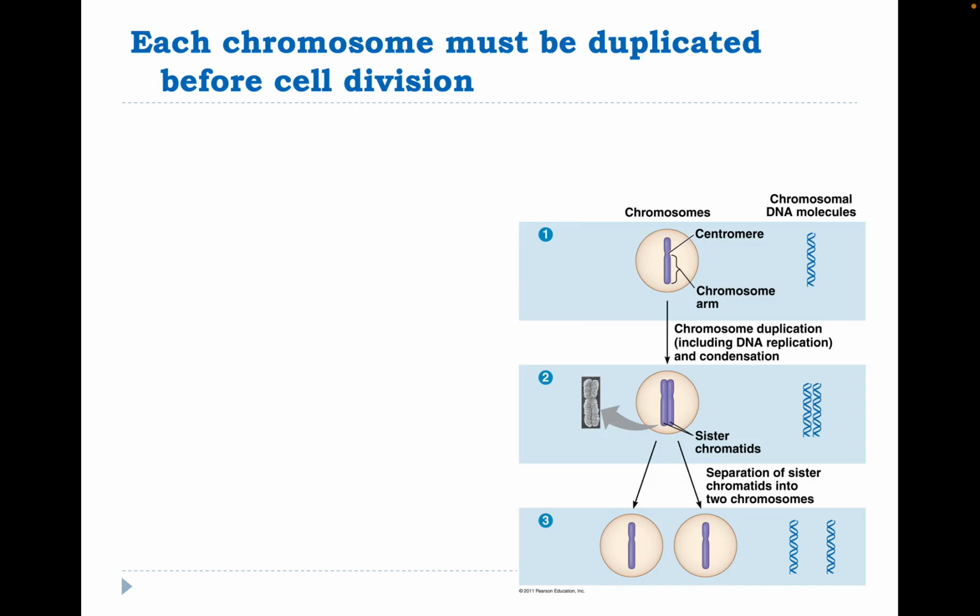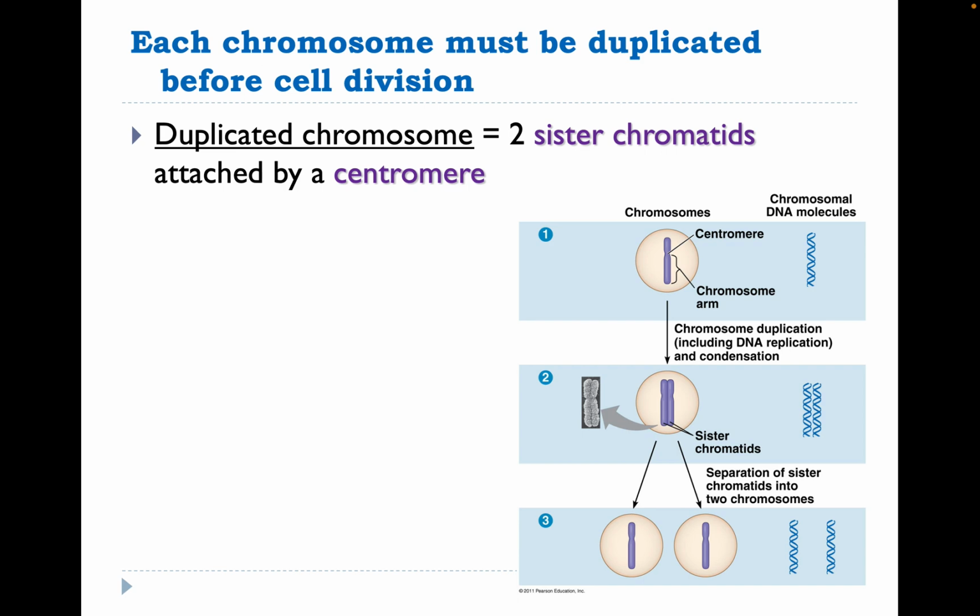All right. Before a cell can divide, each chromosome has to be copied or duplicated. Duplicated chromosomes we call sister chromatids, and they're connected or attached to each other by a centromere. It's this little pinch point.